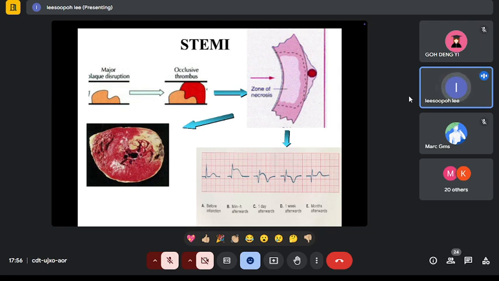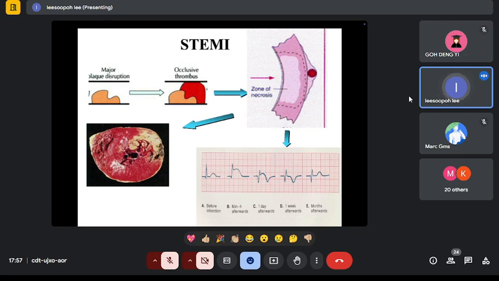In contrast to unstable angina, in STEMI the thrombus or the plaque suddenly ruptures and causes total occlusion of the coronary vessels. It means there's no blood flow to supply the area of the muscles, and you have a zone of necrosis. Necrosis means cell death, meaning the muscle dies. And once the muscle dies, it will not grow back, it will not become alive again. So you have a permanent injury to the heart muscles.